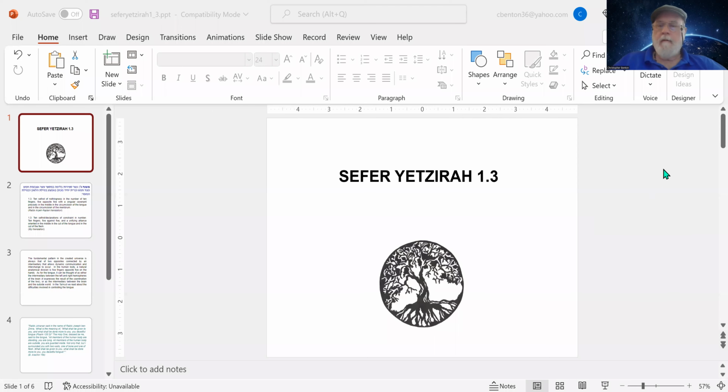Well, good morning. Today I have just a very short presentation on the third verse of the Sefer Yetzirah from the very first chapter. And it's not all that long, so let me see if I can share my screen here. Here we go. Okay, we're good to go. So this is Sefer Yetzirah, Book of Creation, 1.3, first chapter, third verse.